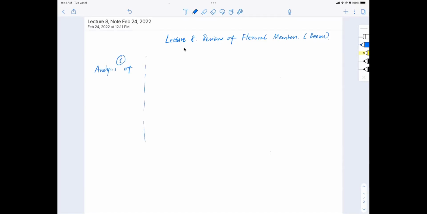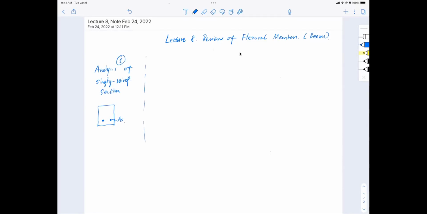No worry, thank you. Now, the first thing is analysis of singly reinforced section. Singly reinforced section means I have a section and I only have tensile reinforcement at the bottom here, and I call it AS.